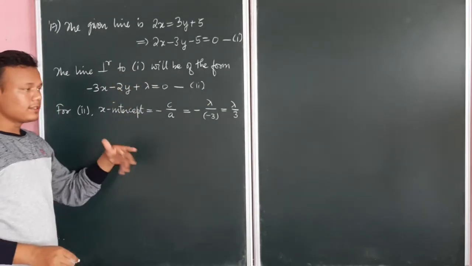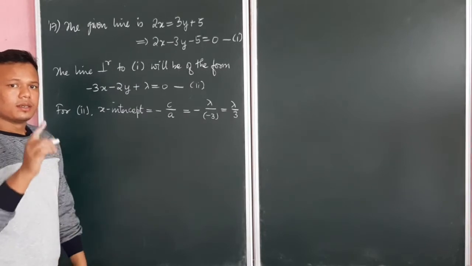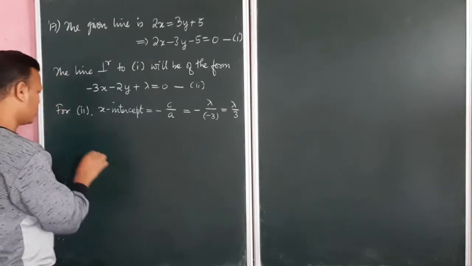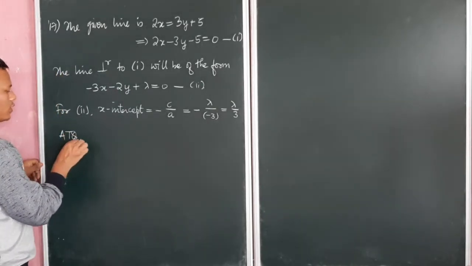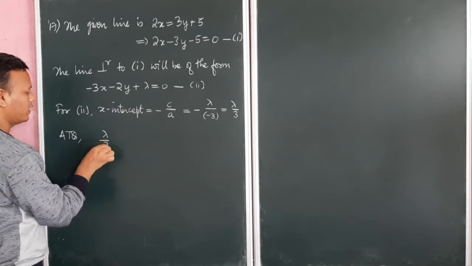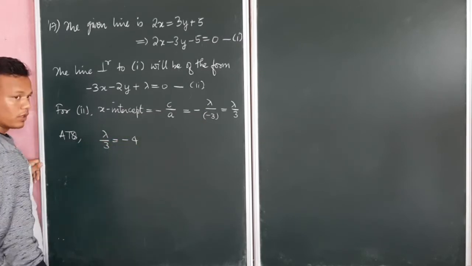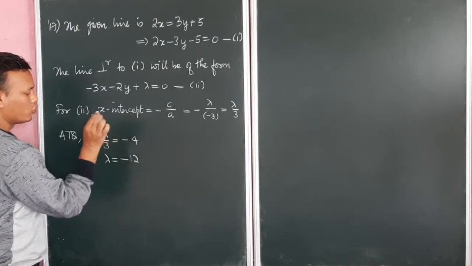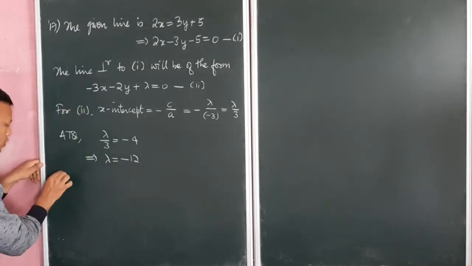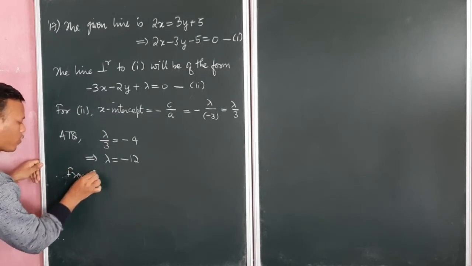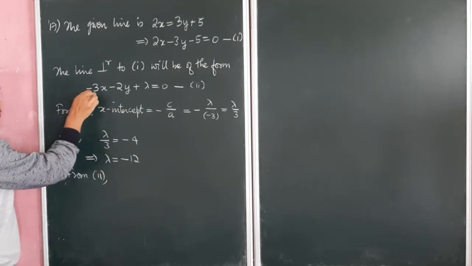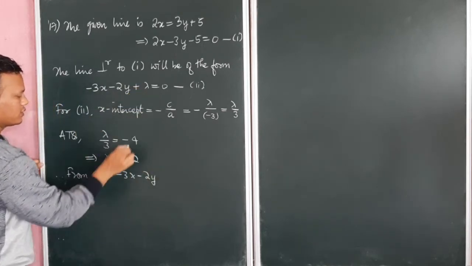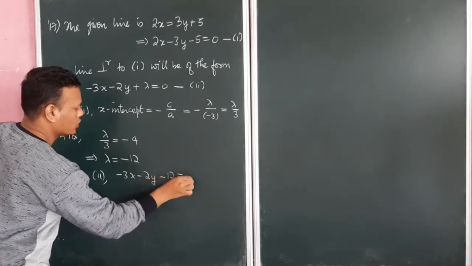But it is given that the x intercept is minus 4. That means this is equal to minus 4, isn't it? So according to the question, this x intercept, that is lambda by 3, must be equal to minus 4. So from here, the value of lambda turns out to be minus 12. Therefore, from 2, this is the equation, right? So we have minus 3x minus 2y, and lambda is minus 12, equals 0.